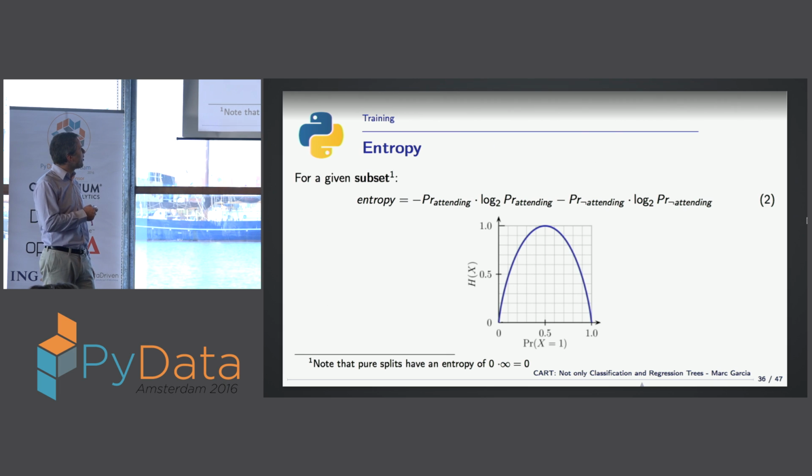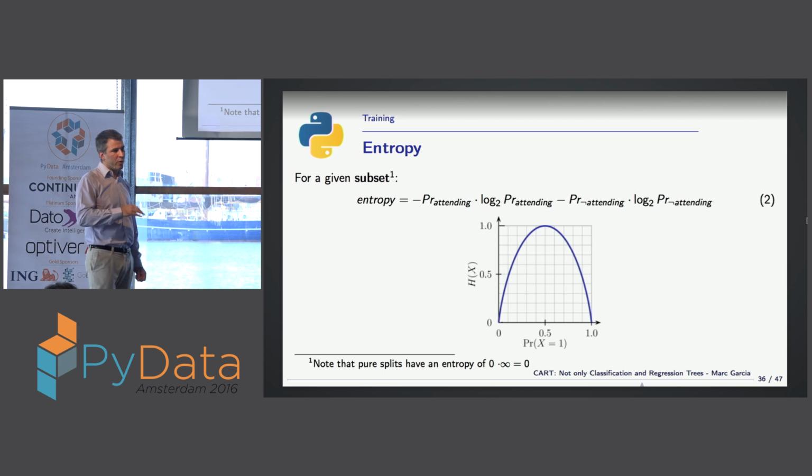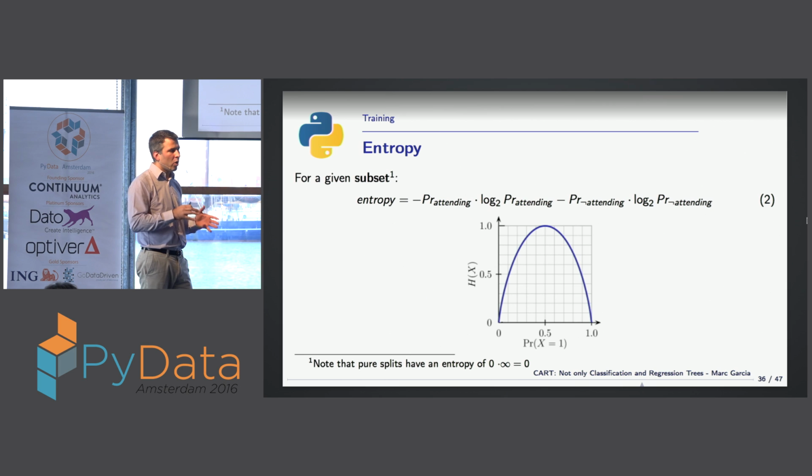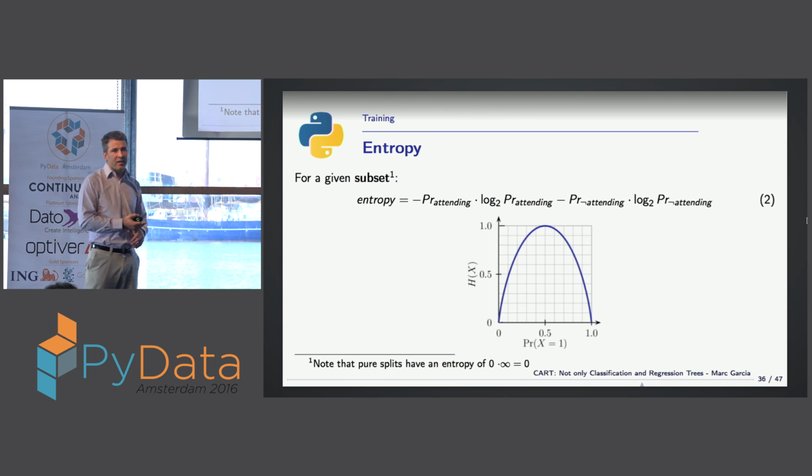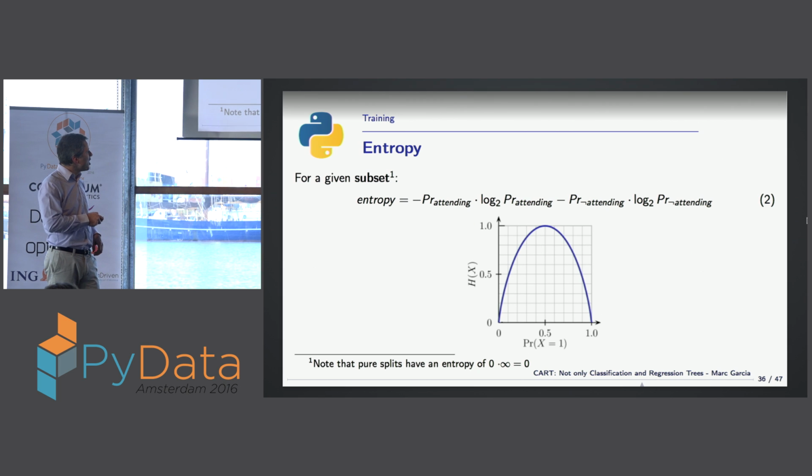It's just taking the probability, multiplying by the probability, and at the end we get this curve. The meaning of this is that if this value is 0, it means that we are in a pure node. All elements are of the same class, so everybody is in this specific split. So our impurity would be 0. So the node is already perfect.